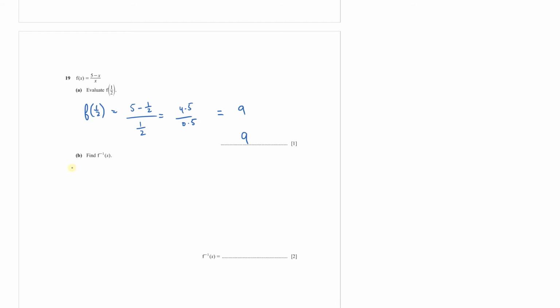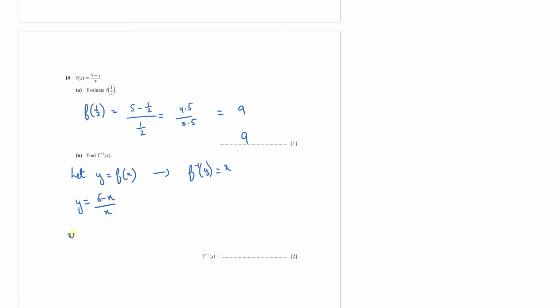F inverse of x. So we let y equals f of x. And from this, if I take this f to the other side, I get f inverse of y equals x. So let's first substitute f of x here. So f of x is what? 5 minus x over x. So you have to make x the subject of the equation.